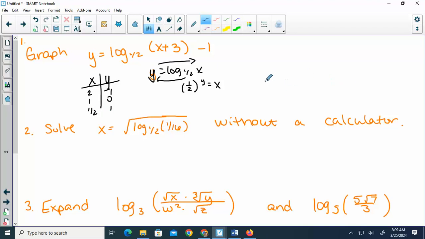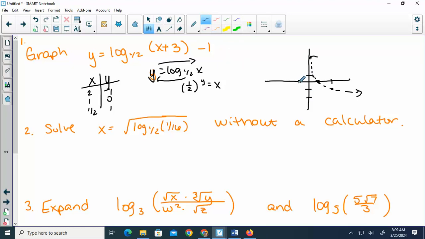So if I plot this: 2, -1; 1, 0; 1/2, 1. You know, log has a vertical asymptote. Then what's the transformation this time? How is it going to move?